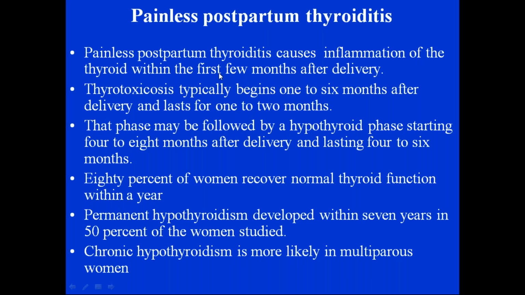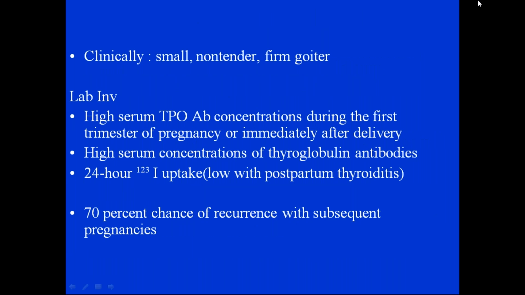So it is generally seen in the first few months after delivery. Thyrotoxicosis will be seen 1 to 6 months later. The hypothyroid phase will then start, and 80% will recover in 1 year, and 50% may have chances of permanent hypothyroidism. Clinically, the swellings are small, non-tender, and firm. On lab investigations, you have high serum TPO antibodies, thyroid peroxidase antibodies, high serum thyroglobulin, and TSH, and the 24-hour iodine-123 uptake will be more, and 70% will have chances of recurrence in subsequent pregnancies.